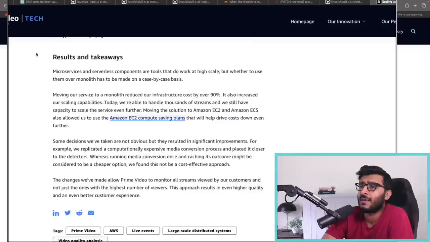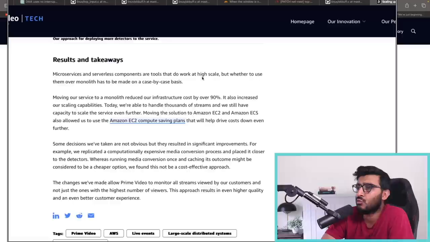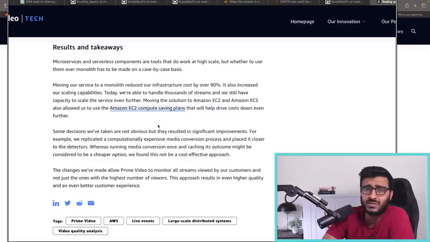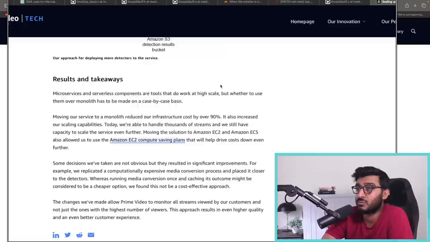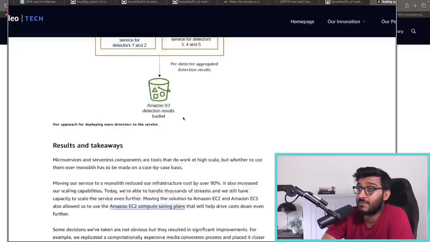Results and takeaway. Microservices and serverless components are tools that do work at high scale, but whether to use them over monolith has to be made on a case-by-case basis. I have to agree with that statement 100%. It's all case-by-case basis. It all depends on what you're trying to do. Moving our services to a monolith reduced our infrastructure cost by 90%. Yeah? And that's because everything is now simpler.